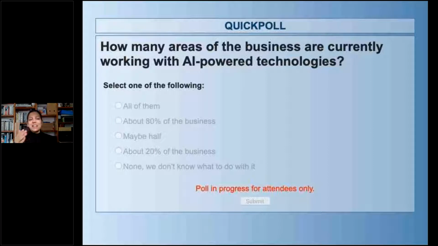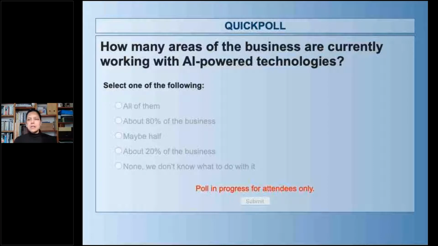Now, we couldn't fit the last question, what is AI? Hopefully by now you've been able to respond to that. But I'd like to just get a gauge of how much of your business is using artificial intelligence. So is it all of the business units, most of them, about half, a little bit, maybe 20%, or no, we don't know what to do with it. Please vote, and we will give it a few more seconds to then close this poll.